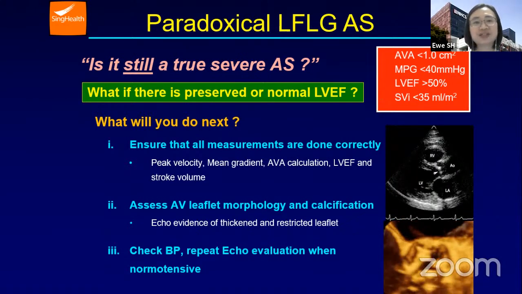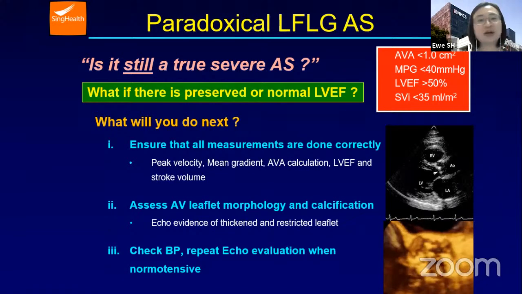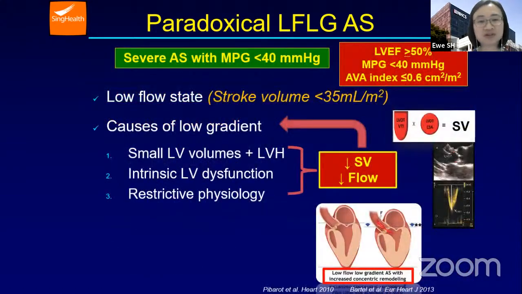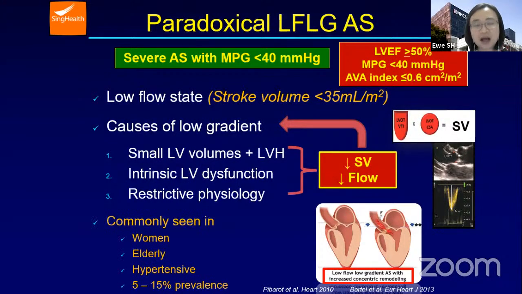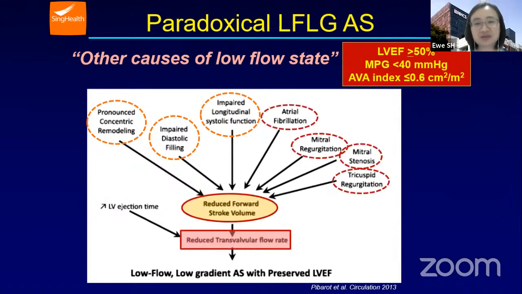The next possibility is that of paradoxical low-flow, low-gradient AS with preserved or normal EF. This can happen because, as I said before, of hypertrophy of the LV and a small LV cavity. However, in this case, not only do you have to ensure that the measurements are correct, we usually look for other possible causes, such as a significant mitral regurgitation or tricuspid regurgitation or stenosis, where the forward flow across the aortic valve is reduced, and that could explain the reduced stroke volume.